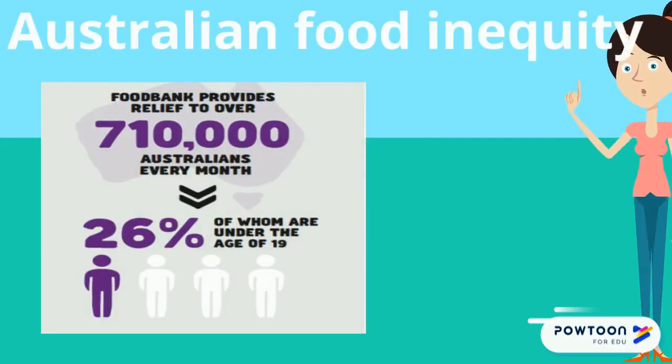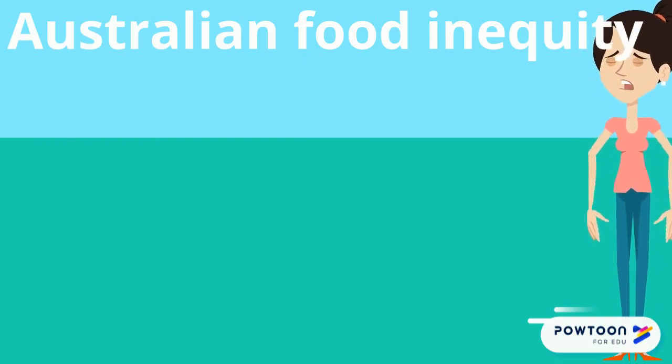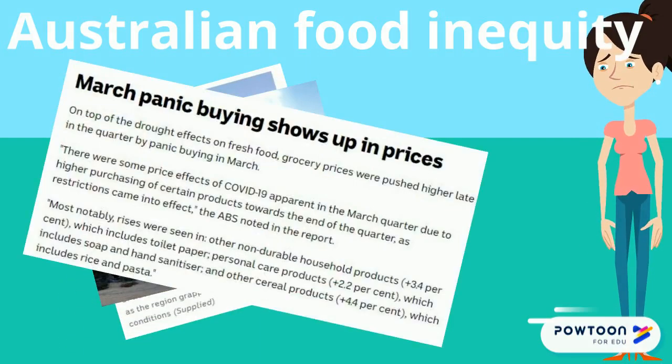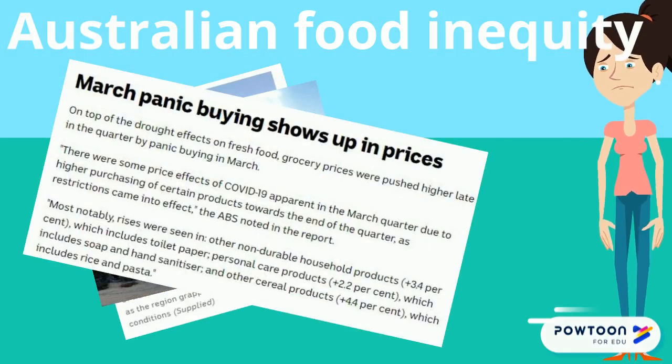Every month, Food Bank provides relief to over 710,000 Australians. 26% of these people are under the age of 19. Unfortunately, the situation in Australia isn't improving. With the drought, the bushfires, and the COVID-19 virus, food prices are getting higher and higher.